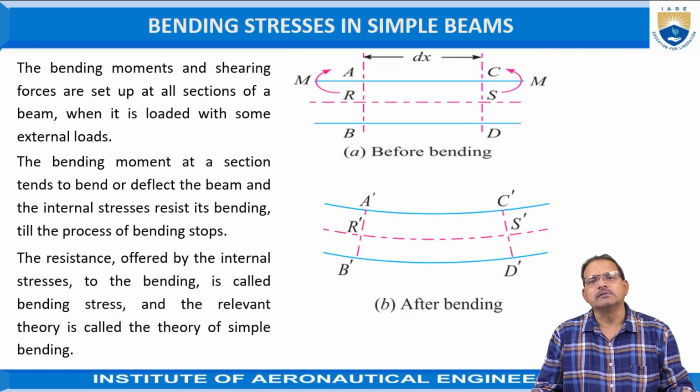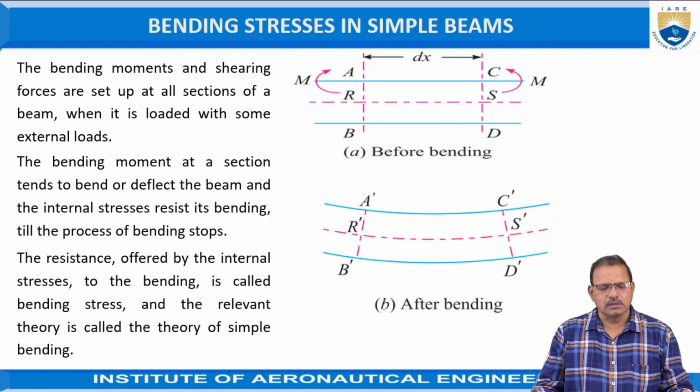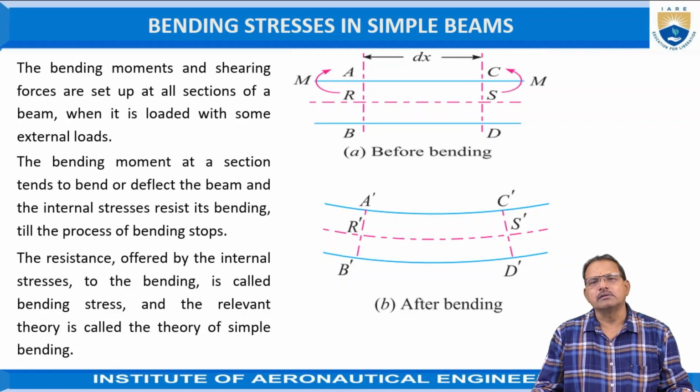But when the deflection is taking place, internal stresses are developed in the beam such that they always oppose further deflection of the beam. So at some stage, the effect of the forces which are creating the bending moment is balanced by the internal stresses developed within the beam. The internal stresses developed in the beam are also called the resistance stresses offered by the beam to the deflection. This resistance is called bending stress, and the relevant theory which explains bending is called theory of simple bending.